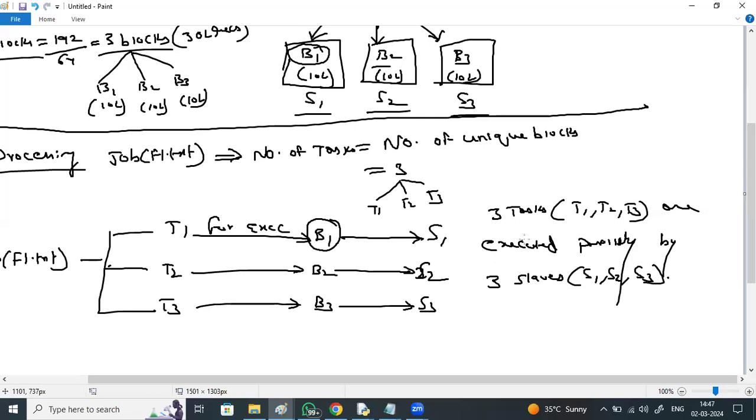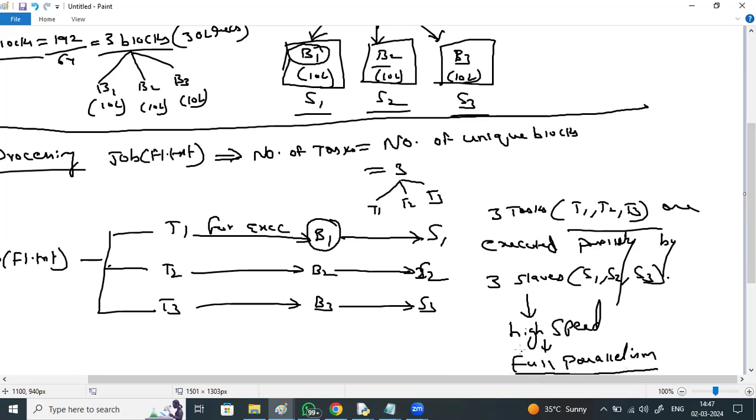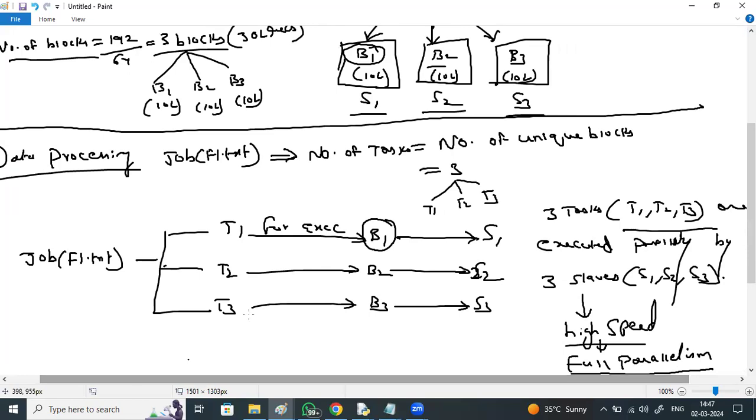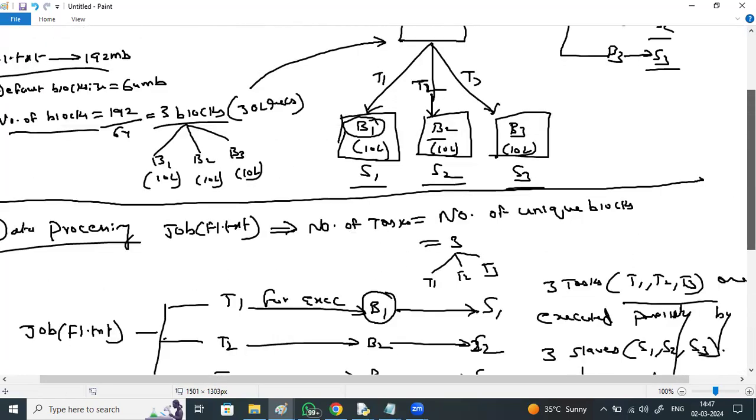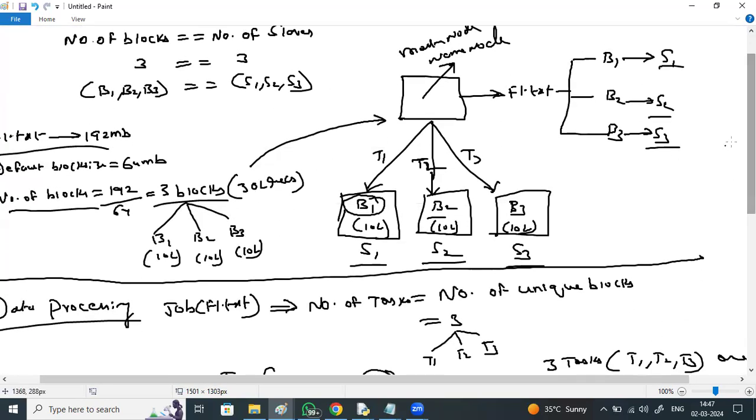So none of the tasks is in the waiting state. All the 3 tasks are executed by 3 slaves. No task is in the waiting state. Full high speed, full parallelism you can see. So this is data storage and data processing.